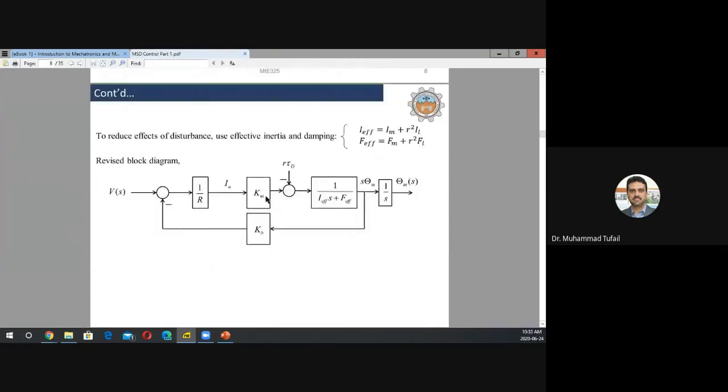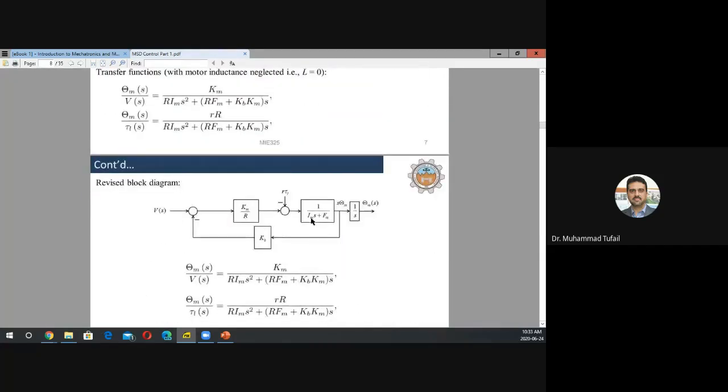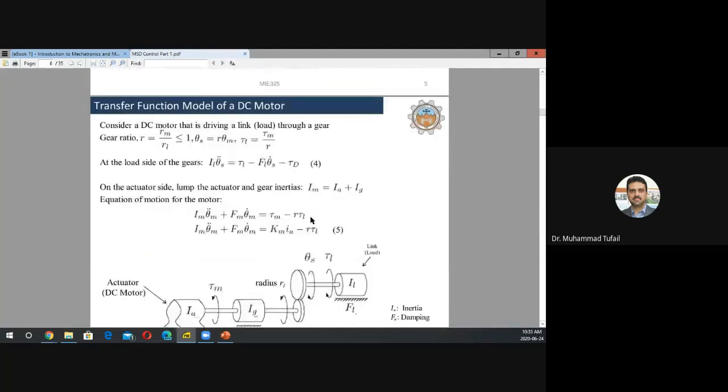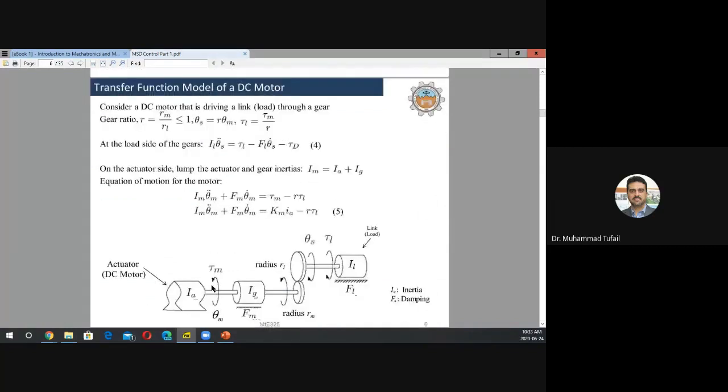Okay, now let's bring in something called effective inertia. If you look here, this was just IM, the motor inertia, IA plus IG. But this IL, the inertia of the load, never went into any of the equations. So we can bring it in, okay?